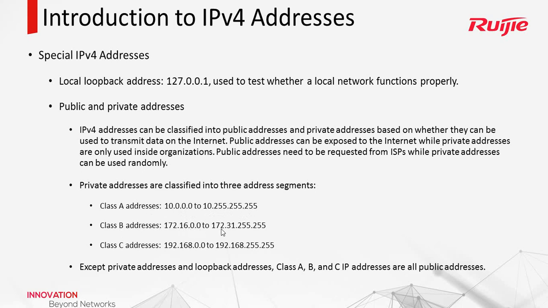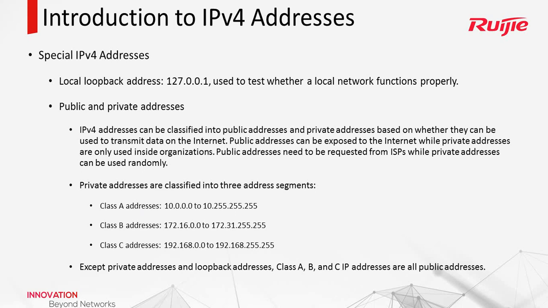172.16.0.0 to 172.31.255.255. And Class C runs from 192.168.0.0 to 192.168.255.255. These three kinds of private IP address can be used in different kinds of networks. If you have a big network, you can choose Class A, for a medium network, you can choose Class B, and for a small network, you can choose Class C.